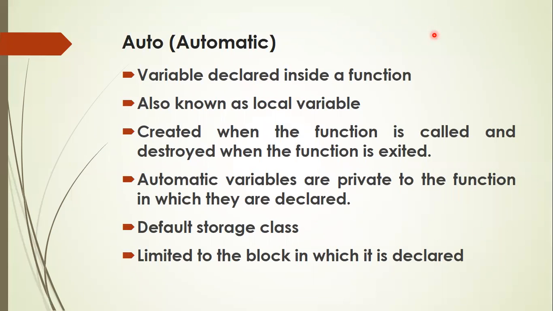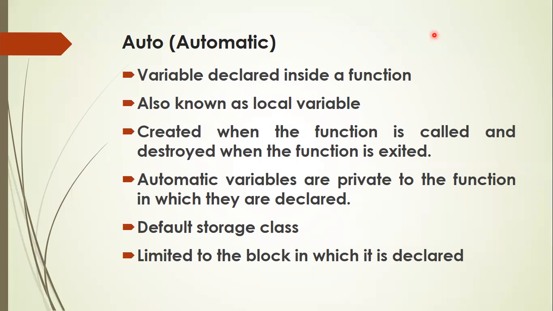Let us start with the different storage classes. The first storage class is auto. Auto storage class is called the automatic storage class. Any variable declared inside a particular function belongs to the auto storage class. A variable declared inside a particular function is also known as a local variable. So local variables and automatic variables are one and the same.